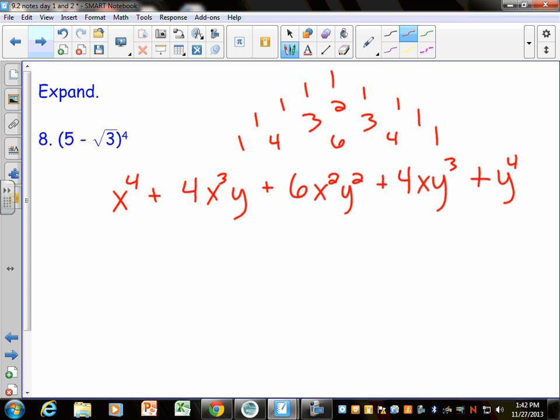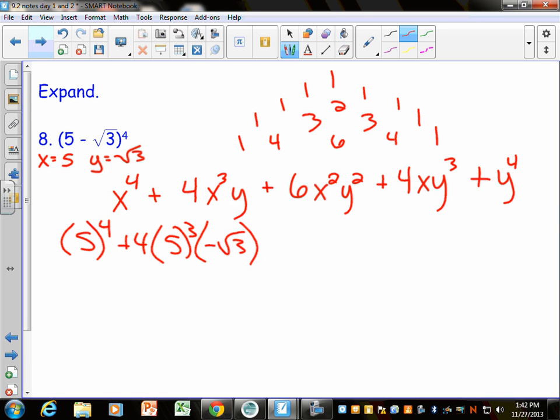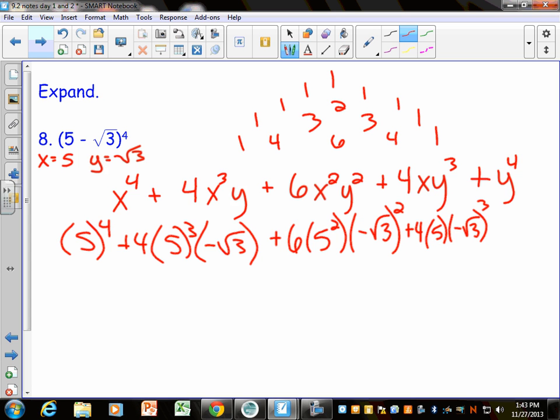Someone in second hour had a question about this negative. If your second number is negative, you have to take that. So on this one, x is 5. Y is not just square root of 3, it's negative square root of 3. So make sure when you're working that out, if you get a negative answer, it changes your sign. So I'm just going to go through and plug all this in, and then I'll work it out. So that would be 5 to the 3rd times negative square root of 3, plus 6 times 5 squared times negative square root of 3 squared. I better start writing smaller, this isn't going to fit. Plus 4 times 5 times negative square root of 3 to the third, plus negative square root of 3 to the fourth.